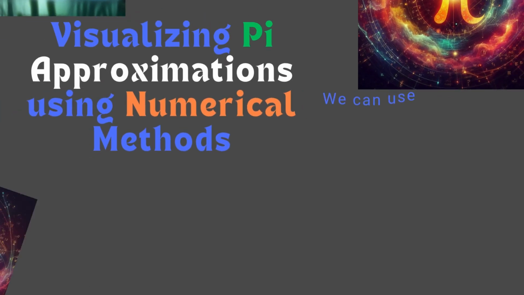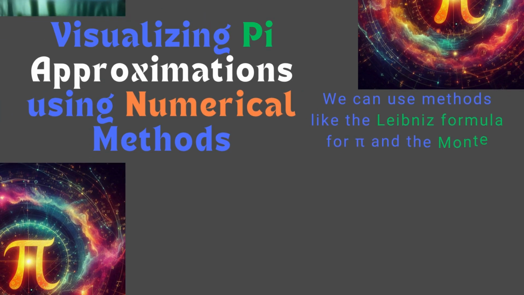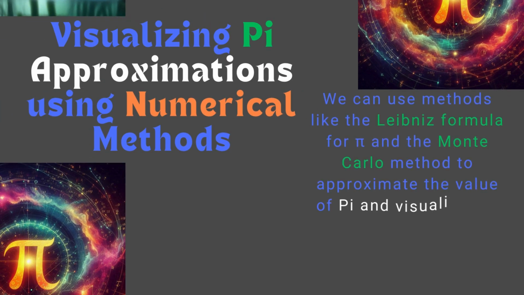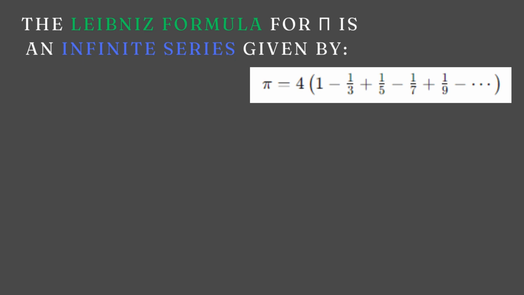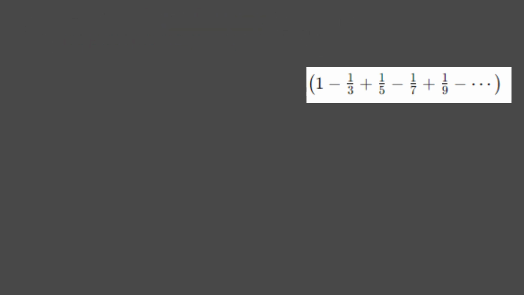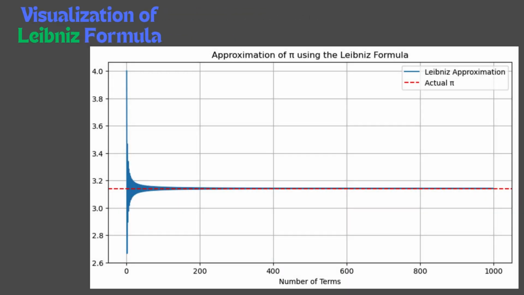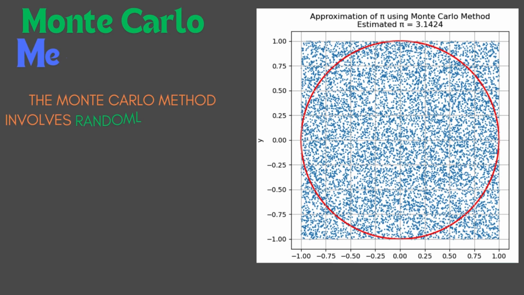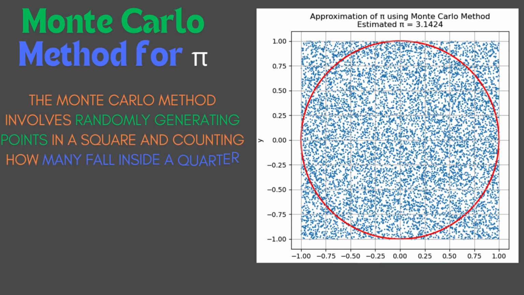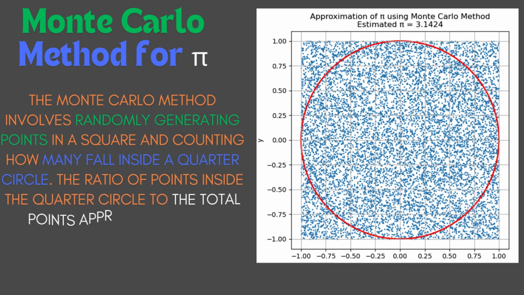We can use methods like the Leibniz formula for pi and the Monte Carlo method to approximate the value of pi and visualize the process. The Leibniz formula for pi is an infinite series given by the Monte Carlo method involves randomly generating points in a square and counting how many fall inside a quarter circle.